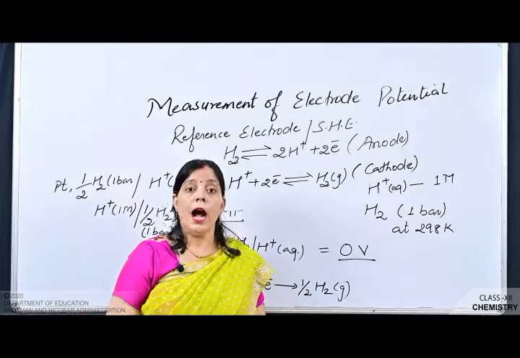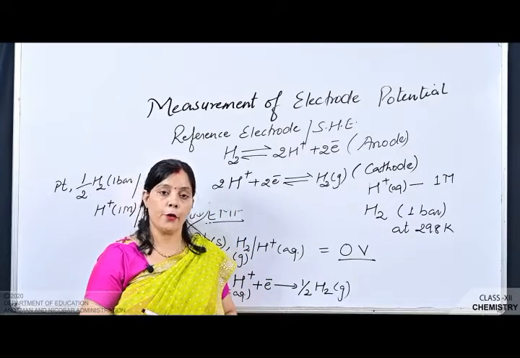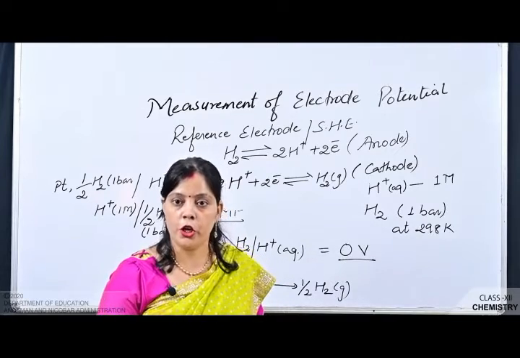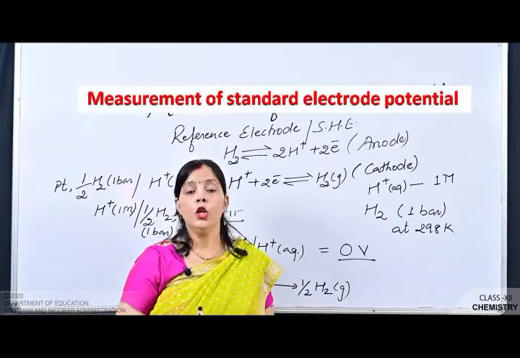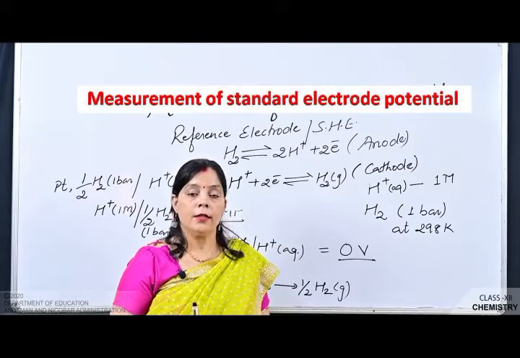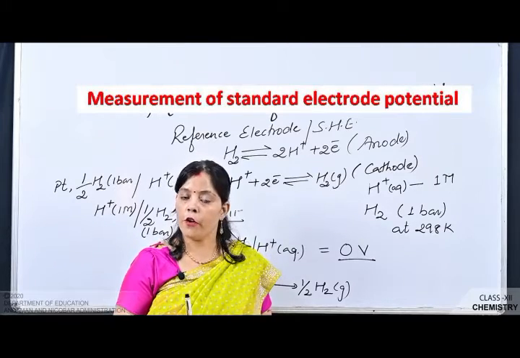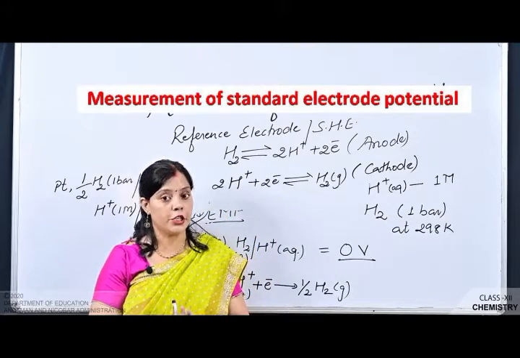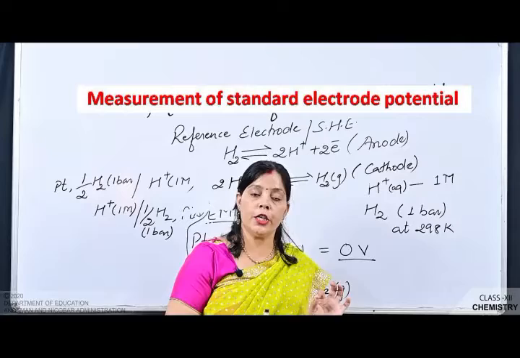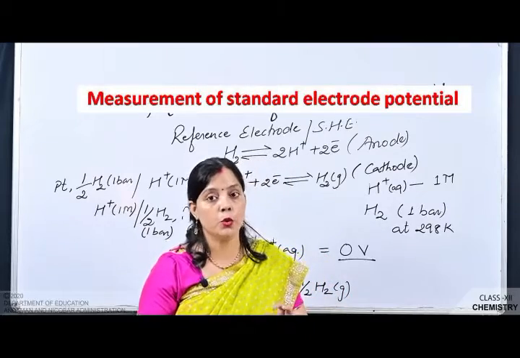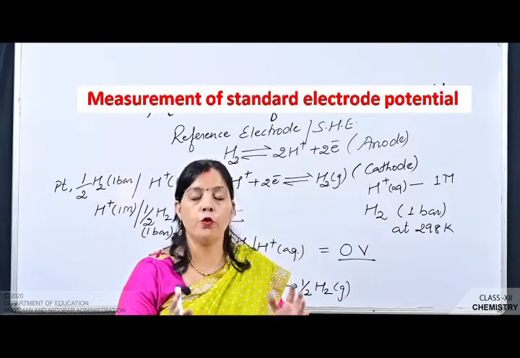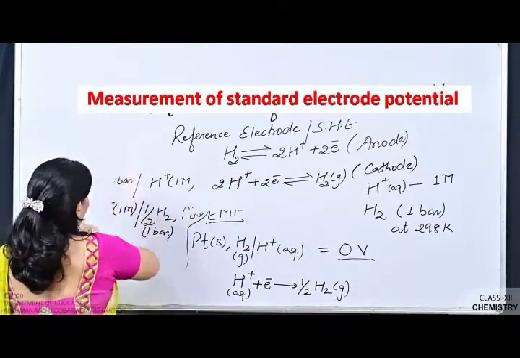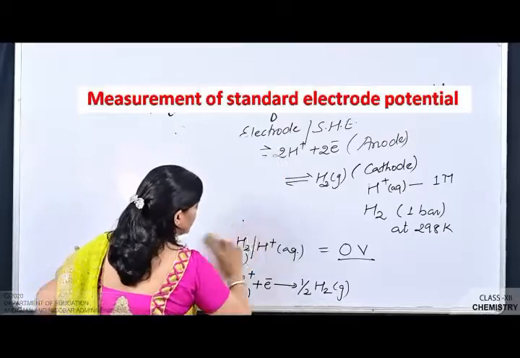After that, students, how can we measure the standard electrode potential of an individual half cell with the help of this standard hydrogen electrode? In order to determine the standard electrode potential of an electrode, the electrode must be in the standard condition, and it is connected to the standard hydrogen electrode to form a cell. Let's discuss this.